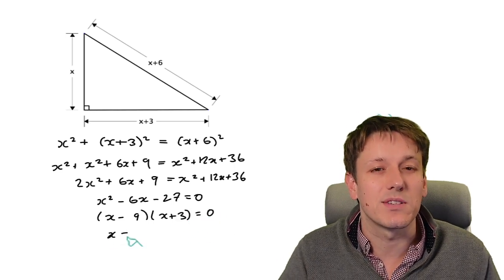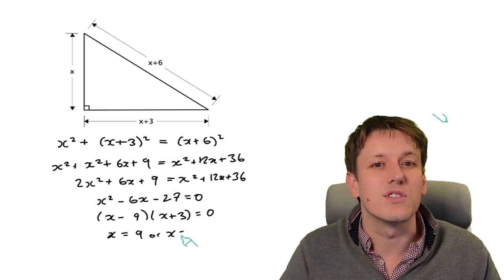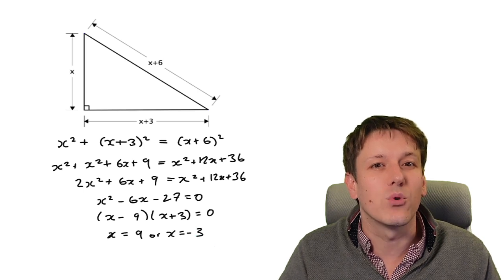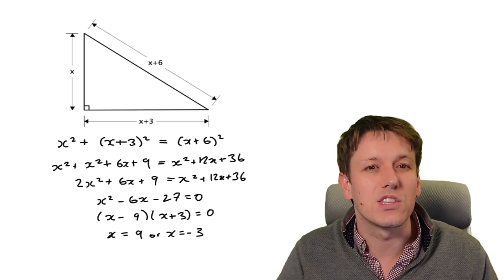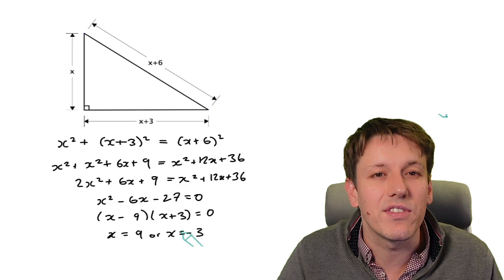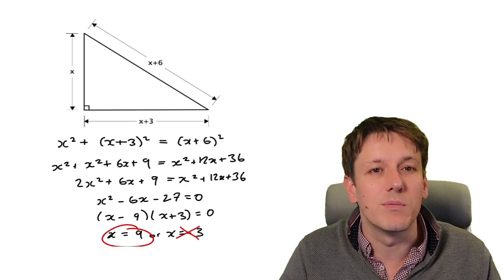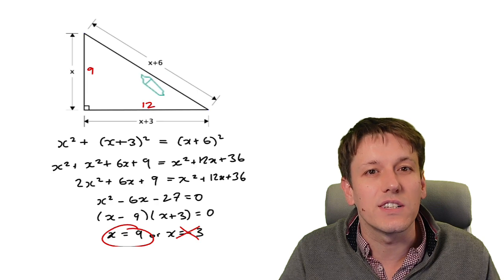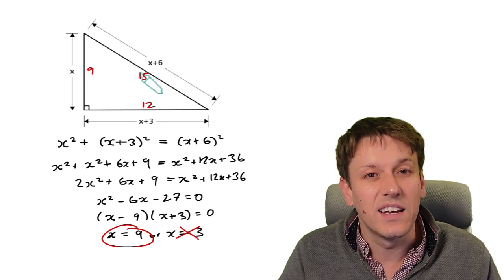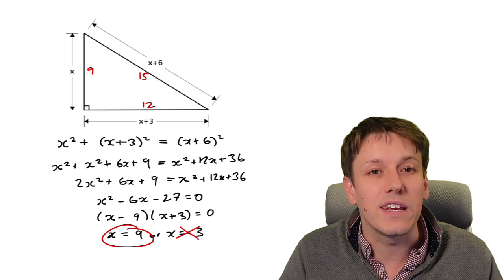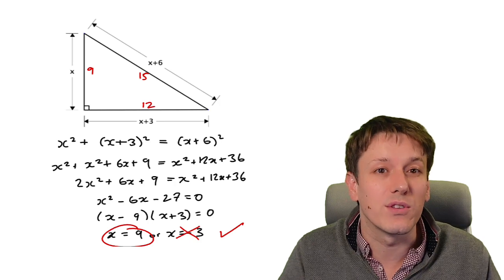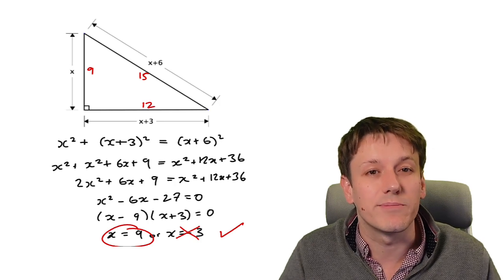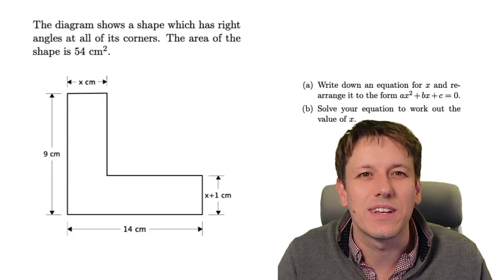so we get the factorization x minus 9 times x plus 3, giving us possible solutions of x equals 9 or x equals minus 3, but of course minus 3 won't work here. I can't have a negative length in the triangle, so the answer to the problem in context must be x equals 9, and that gives us the lengths of the triangle as 9, 12 and 15. That's a scale factor of 3 applied to the 3, 4, 5 triangle that you might know as a Pythagorean triple. This is a tough GCSE quadratics problem.